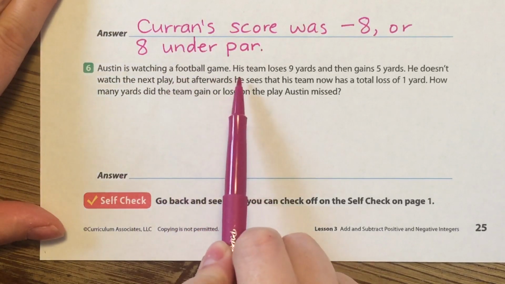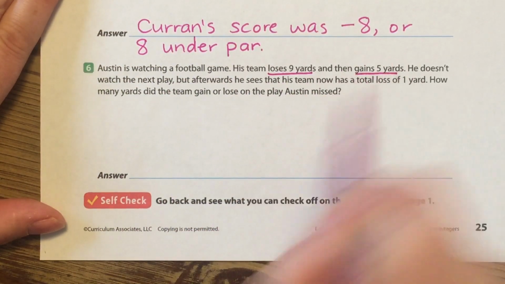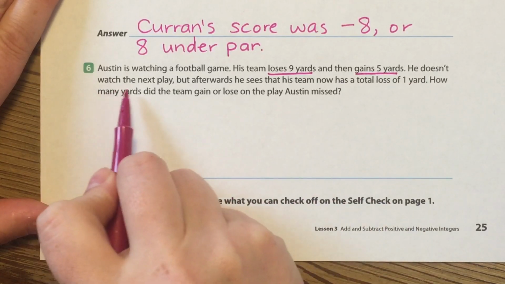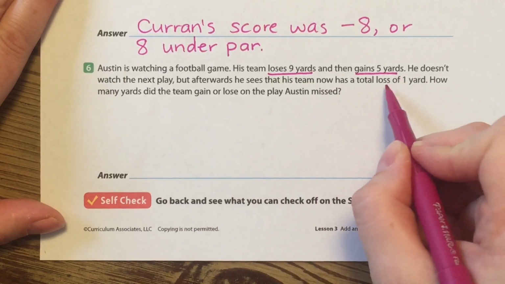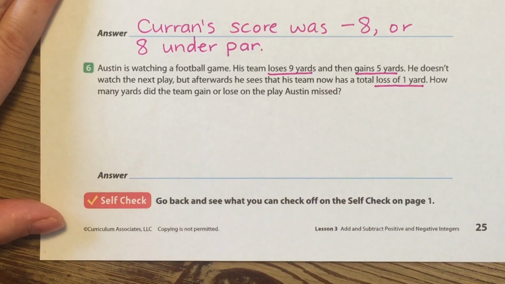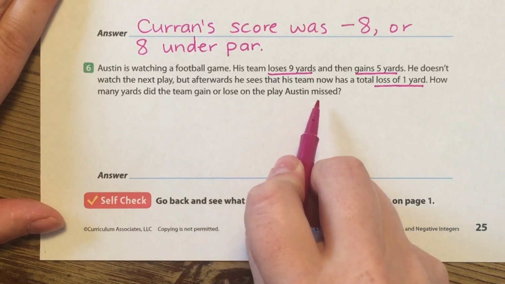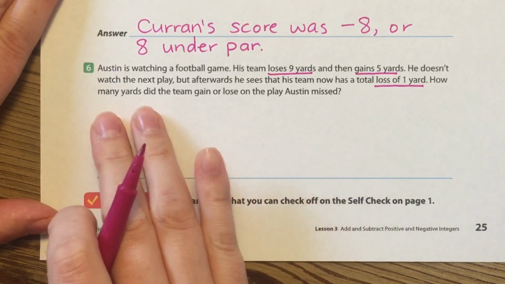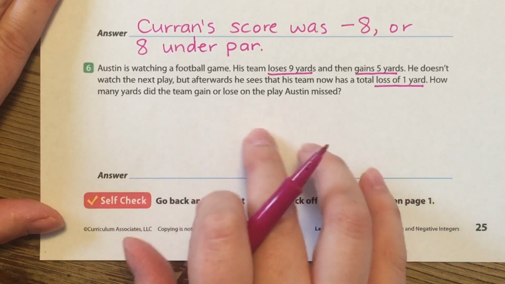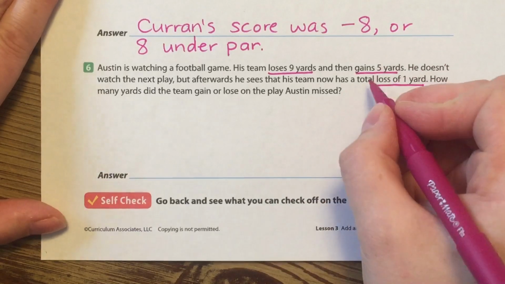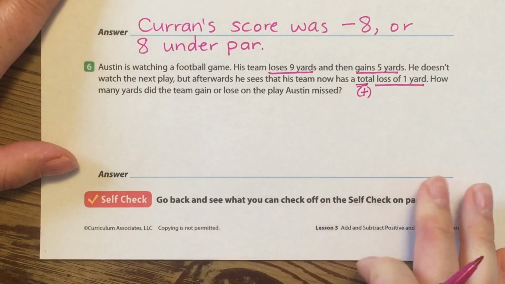Austin is watching a football game. His team loses 9 yards and then gains 5 yards. He doesn't watch the next play, but afterwards he sees that his team now has a total loss of 1 yard. How many yards did the team gain or lose on the play Austin missed? So we're going to write an equation that shows what he saw, what he missed, and then the total. Remember, if you see the word total, it means you're going to be adding stuff up.